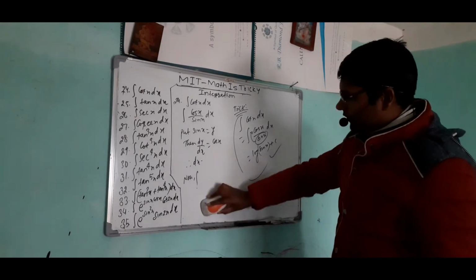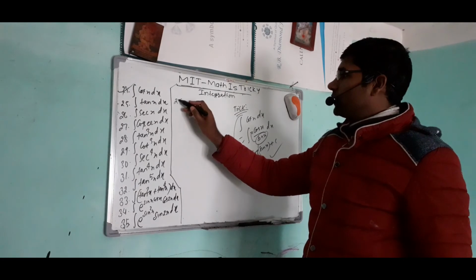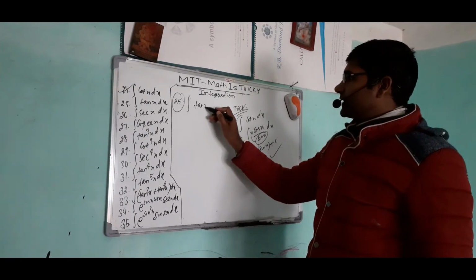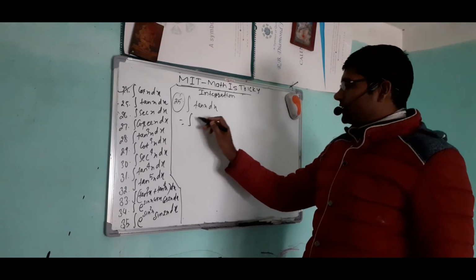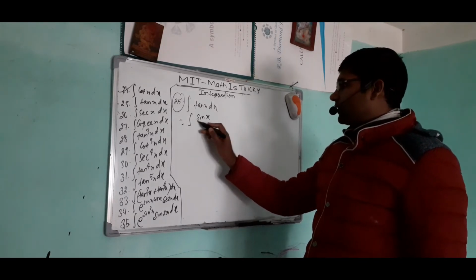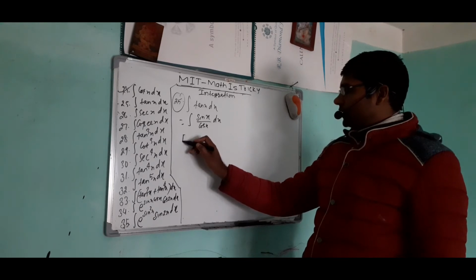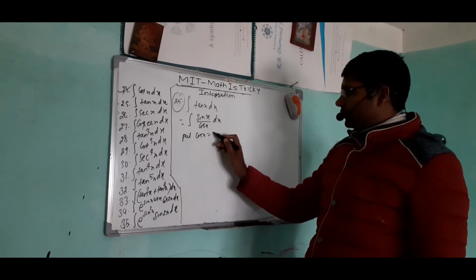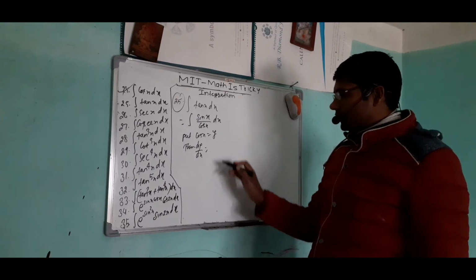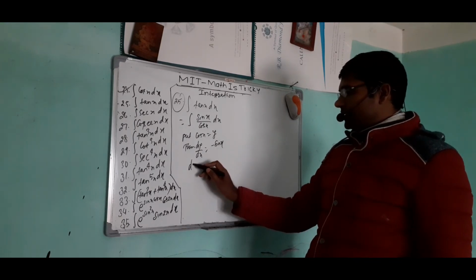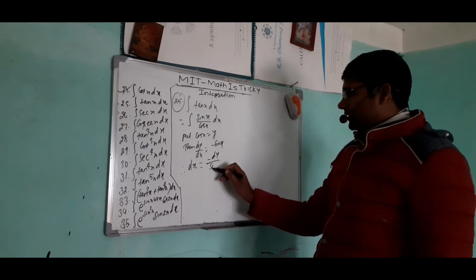Similarly, let's move to question number 25. Number 25 is integration of tan x dx. How can we solve this problem? Write it like this: tan x means sin x by cos x dx, isn't it? Now by substitution, cos x equals y, then dy by dx equals, the derivative of cos is minus sin x, therefore dx equals minus dy by sin x.